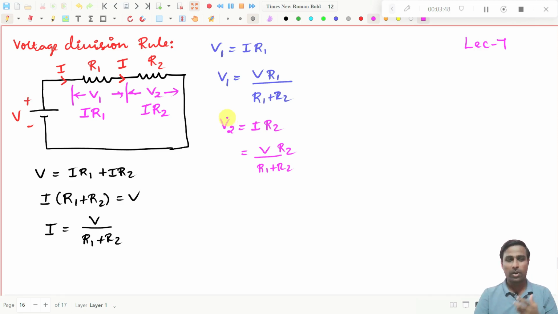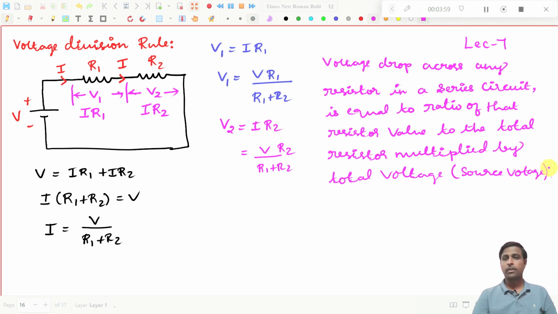Actually, what is the voltage division rule? We will write a definition for that, and I'm just telling it in the formula, right? I will write it down anyhow. See, this is the definition. The voltage drop across any resistor in a series circuit, and that should be very clear, in a series circuit it is applicable, is equal to the ratio of that resistor value to the total resistance multiplied by the total voltage. That is what we have seen here.